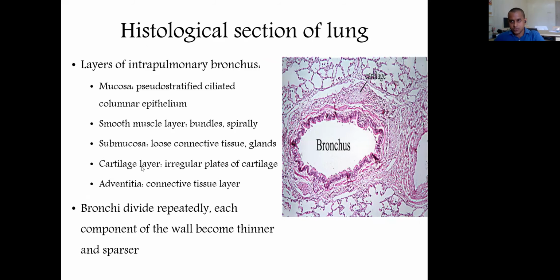If you check this with the trachea, it had four layers: mucosa, submucosa, cartilage, and adventitia. But here, in this bronchus, one layer has been added, that's the smooth muscle layer in between mucosa and the submucosa. Please notice the bronchus has mucosa, smooth muscle layer, submucosa, cartilage layer, and the adventitia. Okay, and the mucosal lining is obviously the pseudostratified ciliated columnar epithelium, like how we had in the trachea. And the smooth muscle layer is present in bundles.